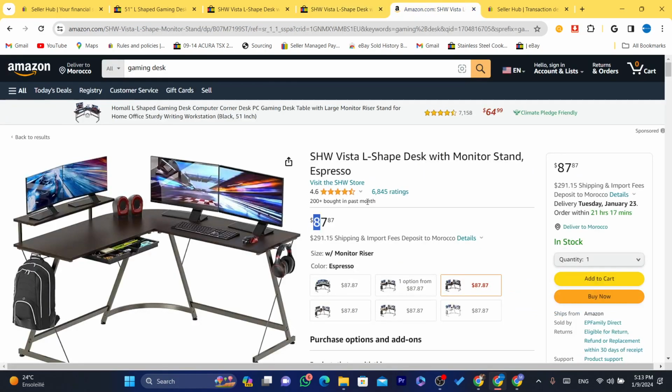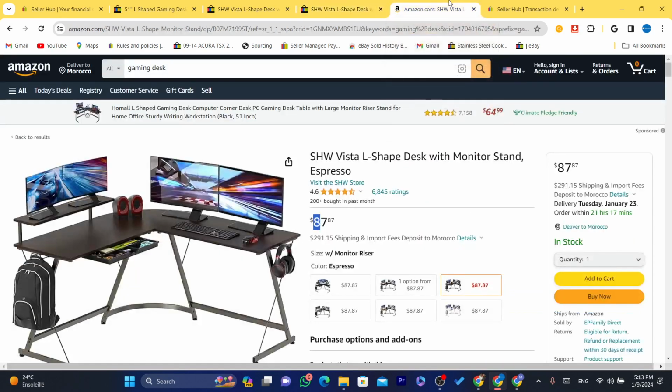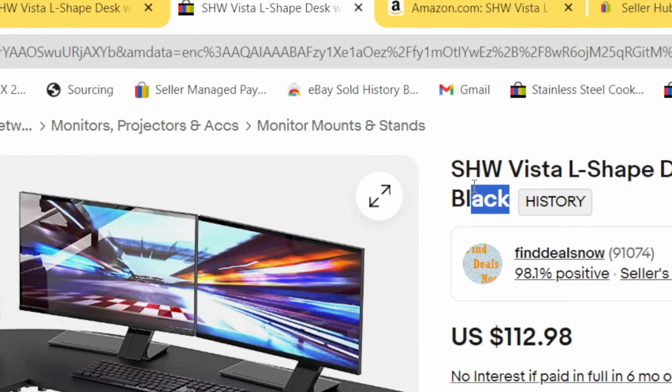Now, as you can see here, guys, like I said, the profit margin here is low. It's around $10, $12. It's not a lot. That's also what I don't like about Amazon, the profit margin compared to AliExpress.